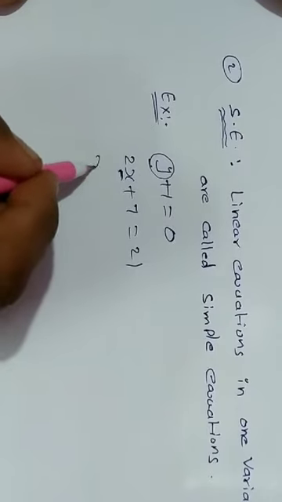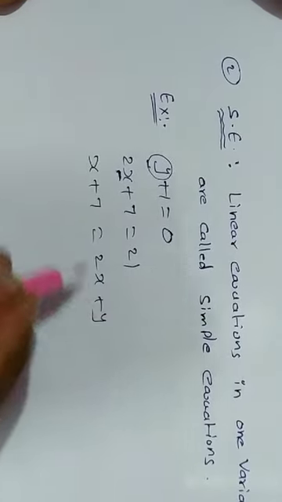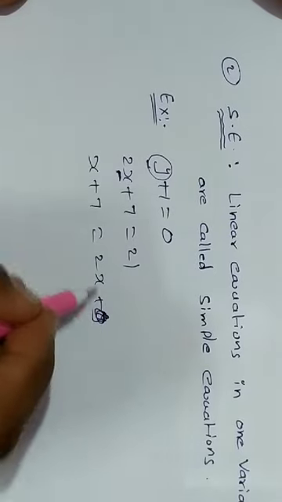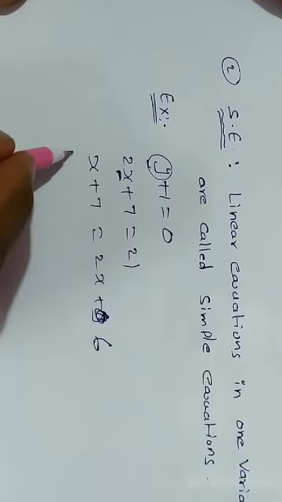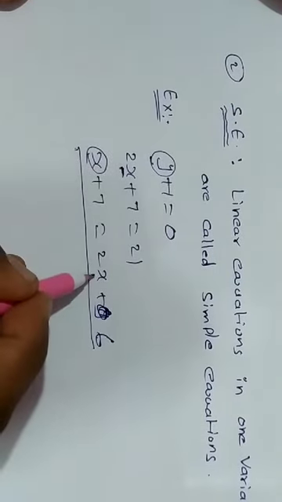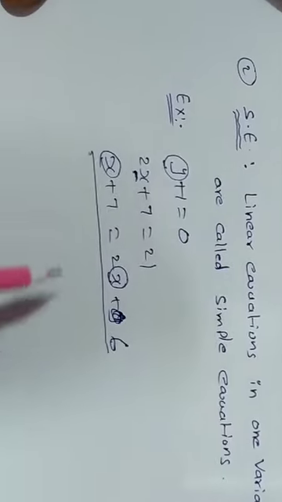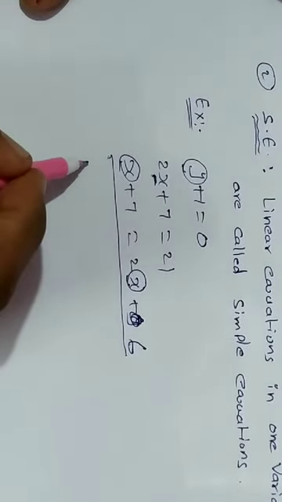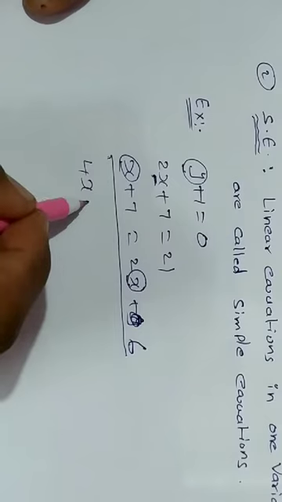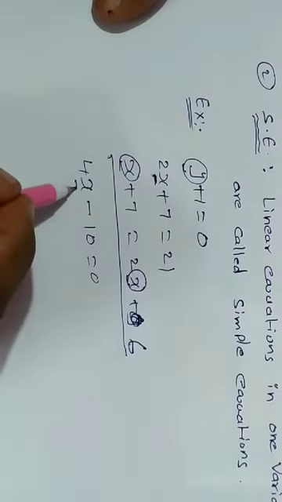And one more example, x plus 7 is equal to 2x plus 6. It is also a linear equation in one variable. Here the variable is x. x is the same on both sides. And some more examples: 4x minus 10 is equal to 0. It is also a linear equation in one variable.